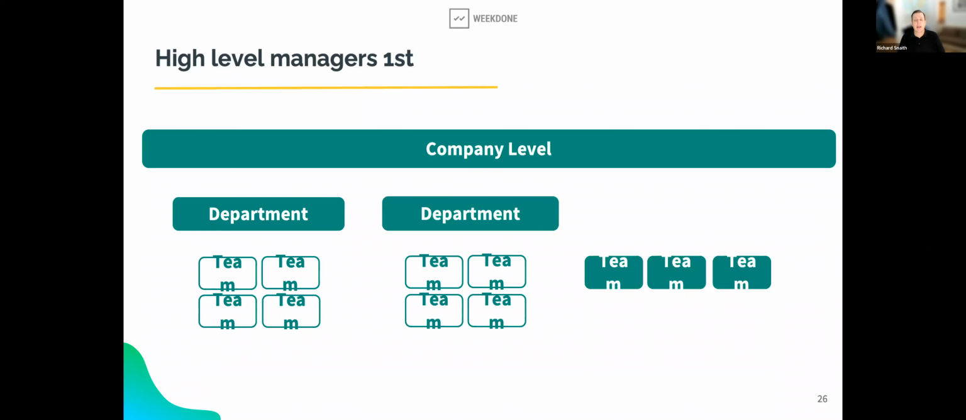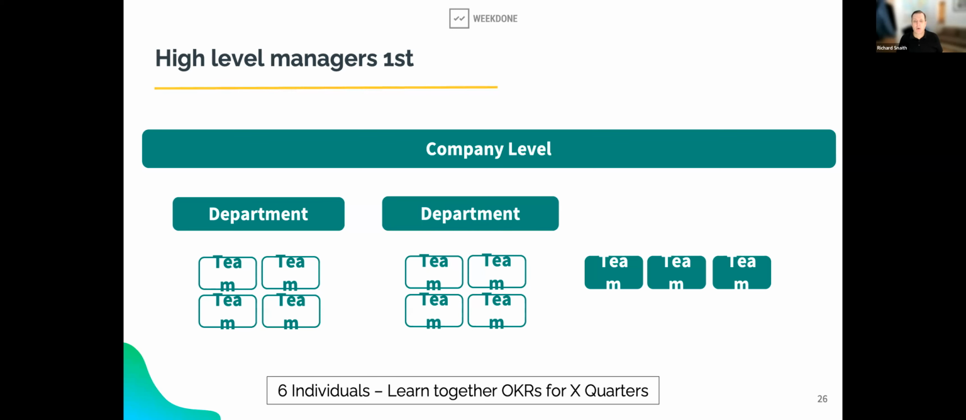Well, one of the ideas could be that we start just with the direct reports to the CEO. So in this case, we've got the CEO, we've got 2 department heads and 3 team managers. So we've got 6 people. We could onboard, train, and learn with those 6 people. And it might be for a quarter, might be for 2 quarters. We might learn until we feel comfortable we're ready to move down another level.